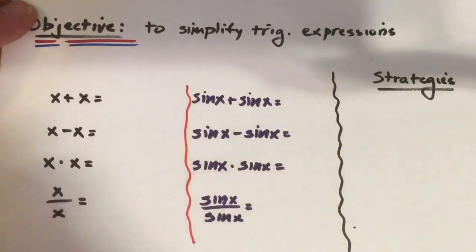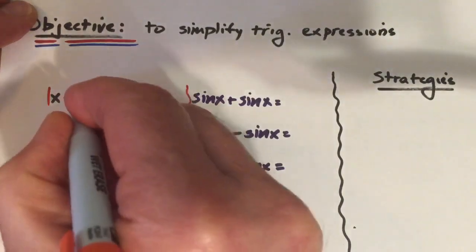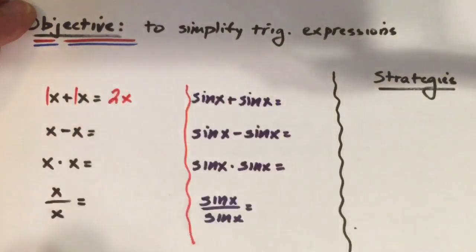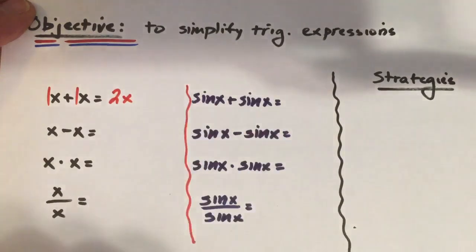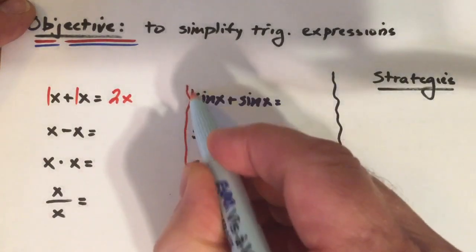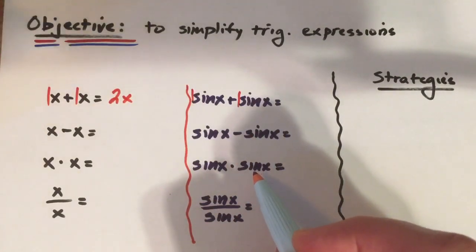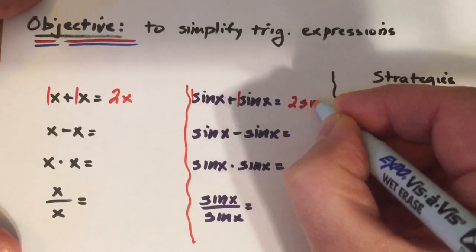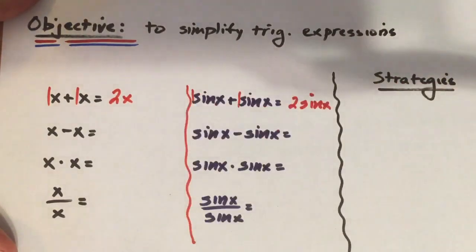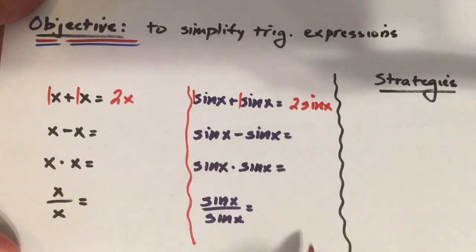If we've got x plus x, we know from algebra that x plus x is the same thing as 1x plus 1x, which is 2x. And we can do the same kind of thing with sine x plus sine x. We could say this is 1 sine x plus 1 sine x, just like those ones. And when we combine those together, we're going to get 2 sine x. Because we've done these before, I want you to pause the video and for a moment try the next 3 here and the next 3 there.